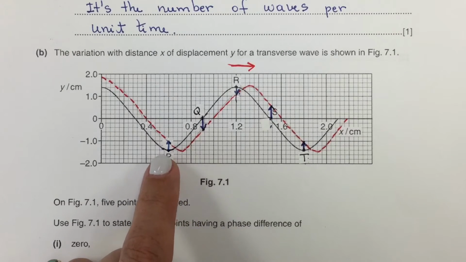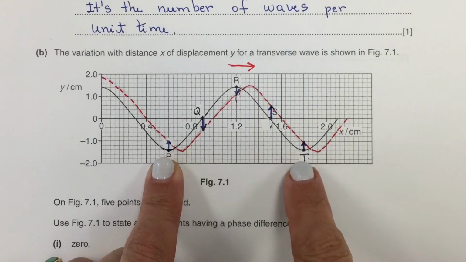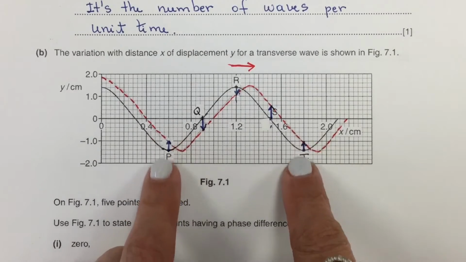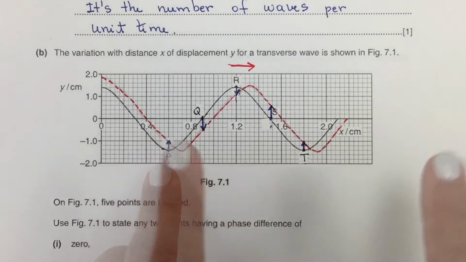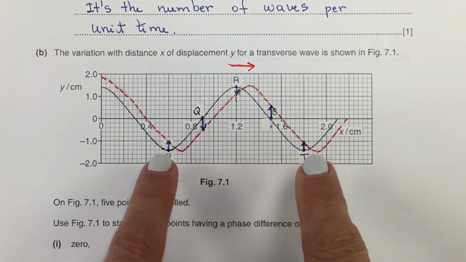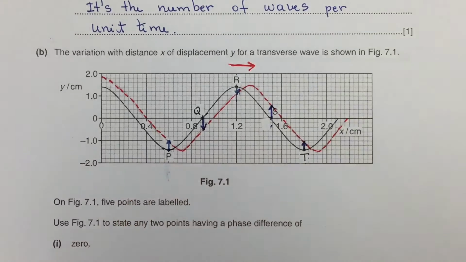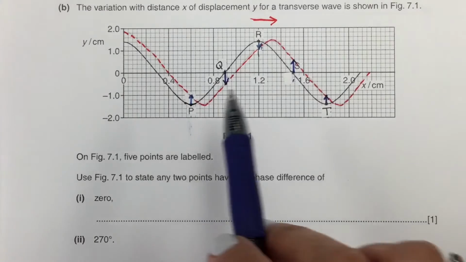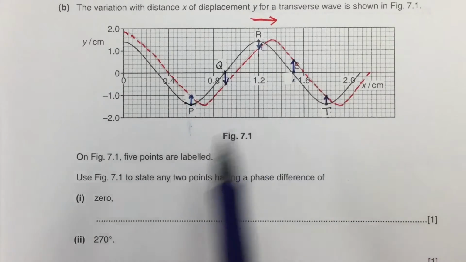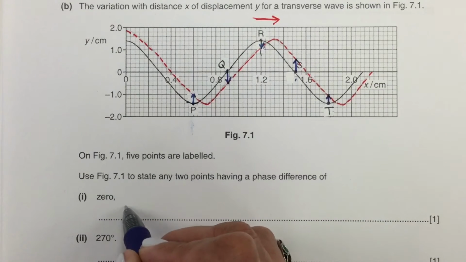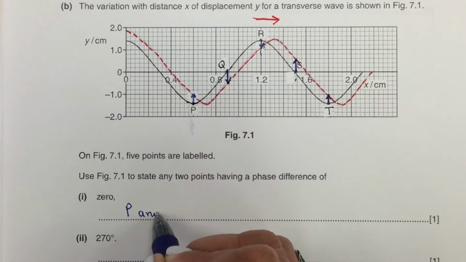So here is what's happening. Particles at point P and at point T are doing the same thing. They are moving up because they are doing the same thing and they are located at the same spot. Right here at the trough, we can say the phase difference between particles on these 2 points is 0. So here it is at point P and T.